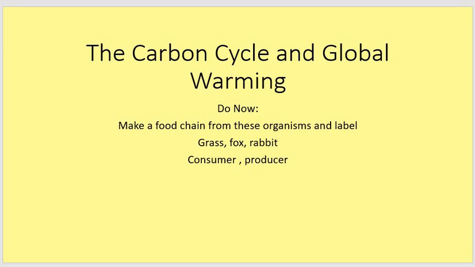You need to make a food chain using these organisms, grass, rabbit and fox. You have to label consumers and producers. I would suggest that you pause the video while you do this. The answer is on the next slide, so don't worry about knowing it all.